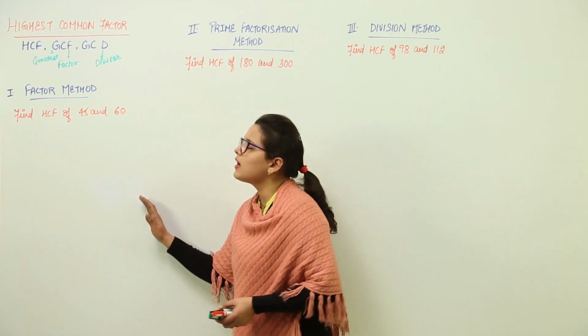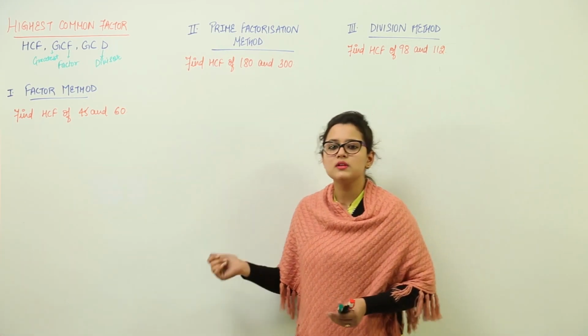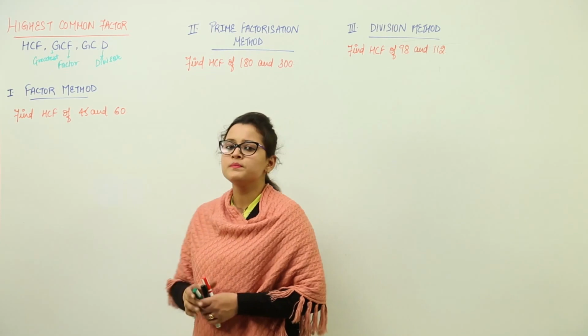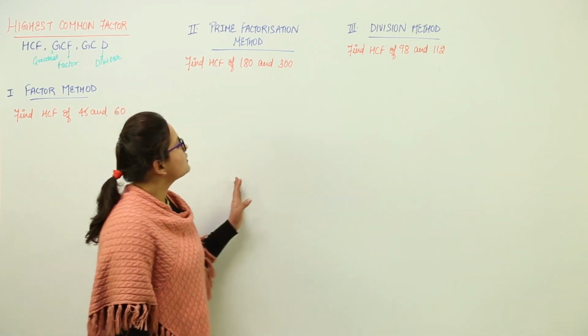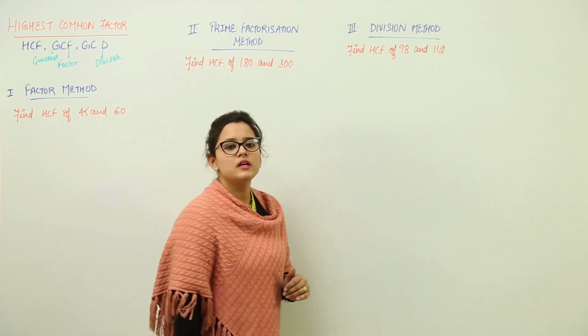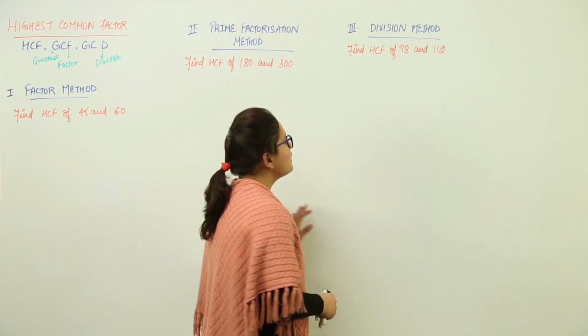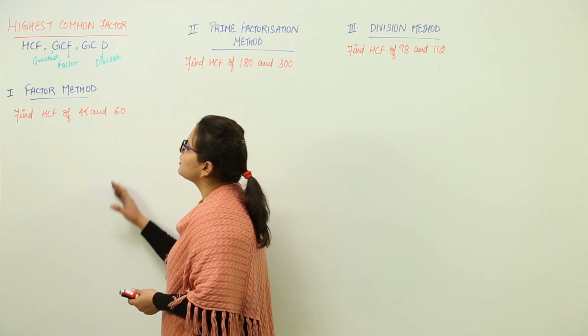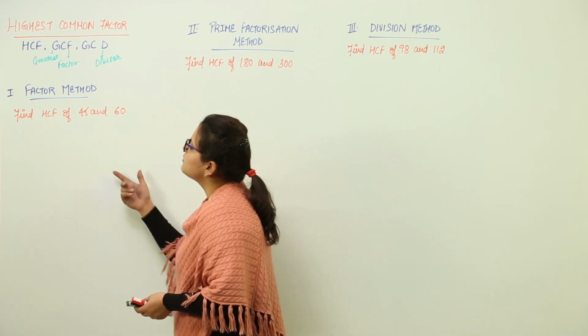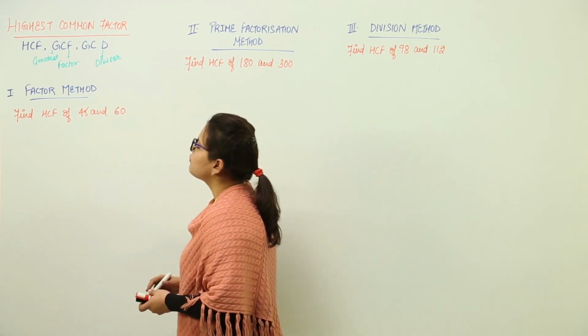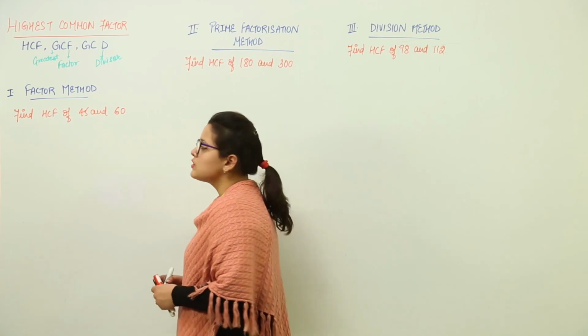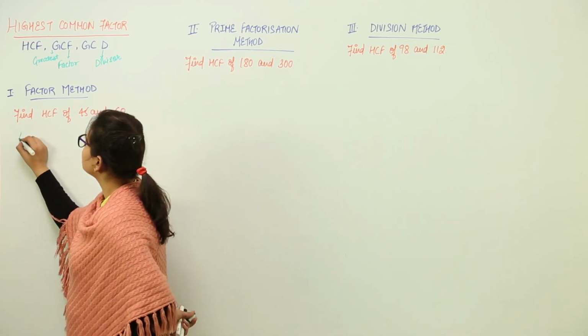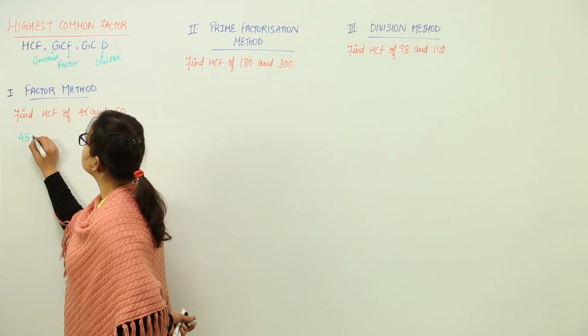We'll be finding out the highest common factor by three methods: the factor method, the prime factorization method, and last would be the division method. We'll be taking examples for each. I have taken an example for the factor method, in which we have to find out the HCF for 45 and 60. For this we are going to write the factors.